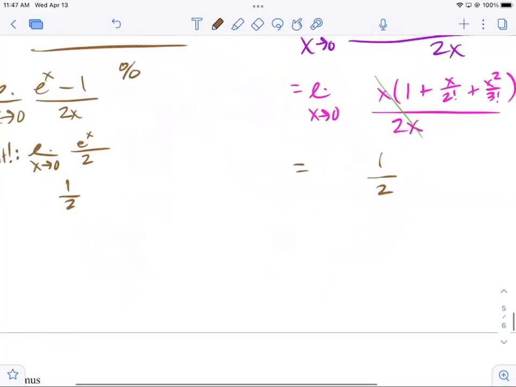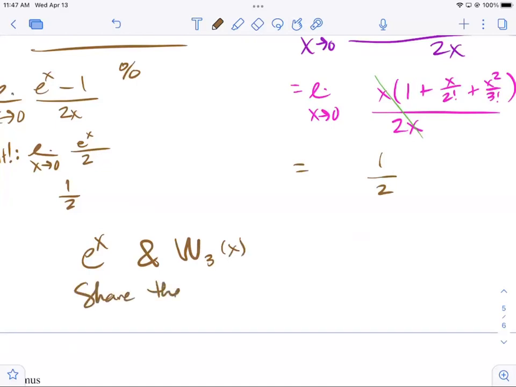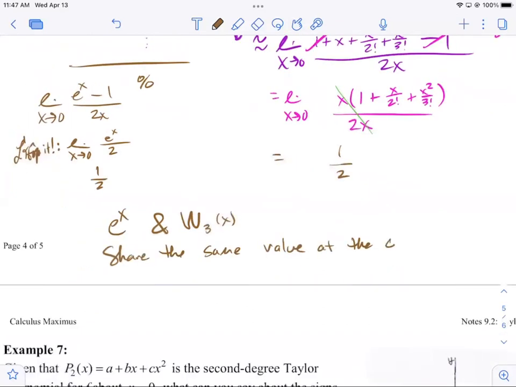The function e to the x and P sub 3 of x share the same value at the center, which in this case is c equals 0. Other than that, or outside this, they only approximate each other. If I can spell that right, they only approximate each other.